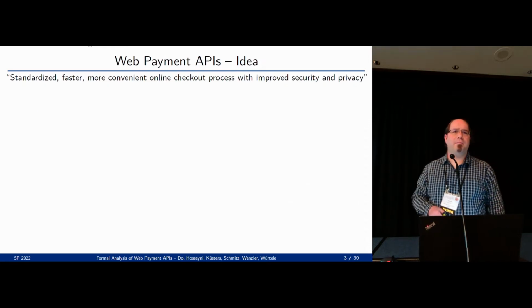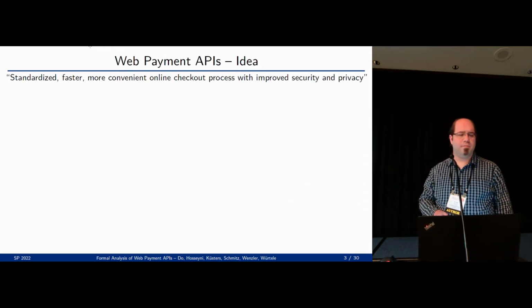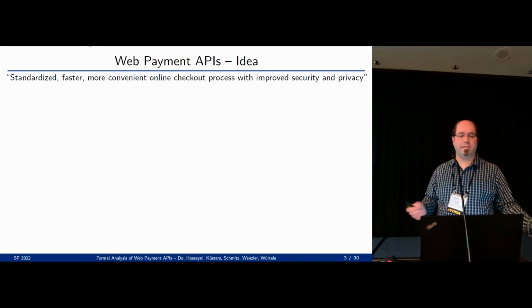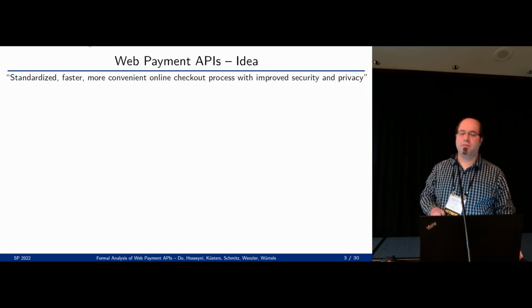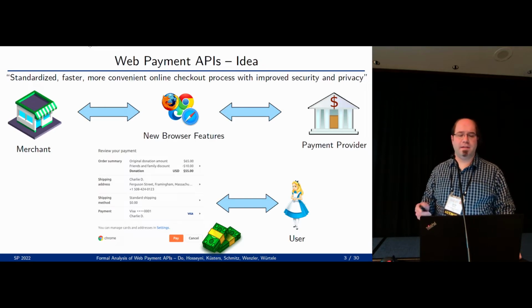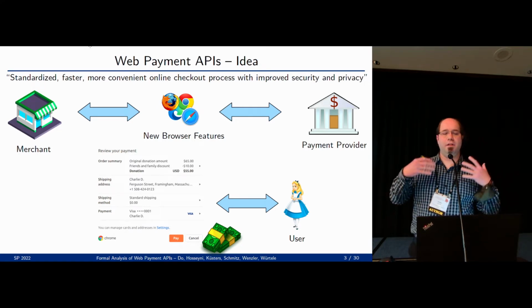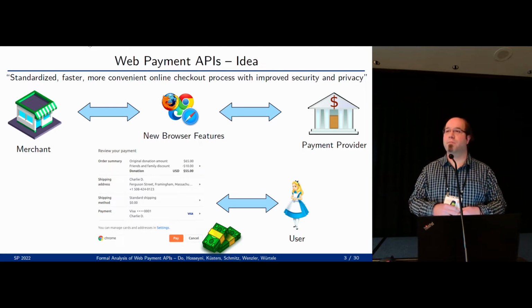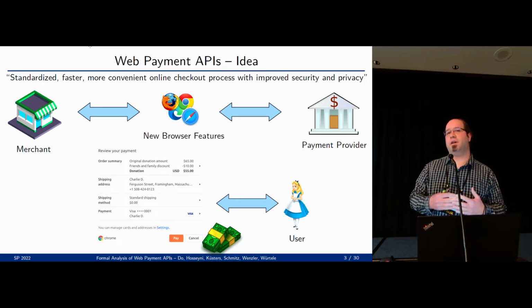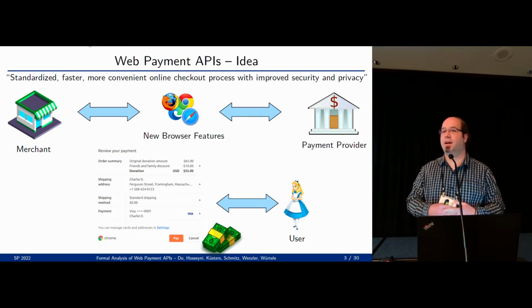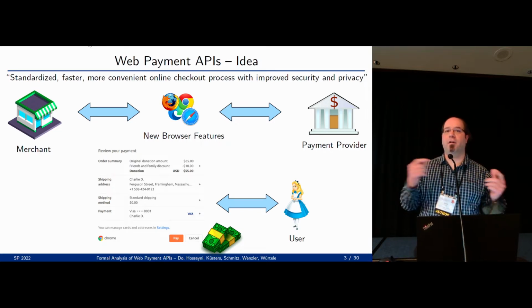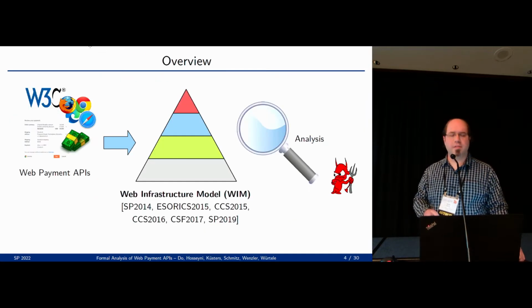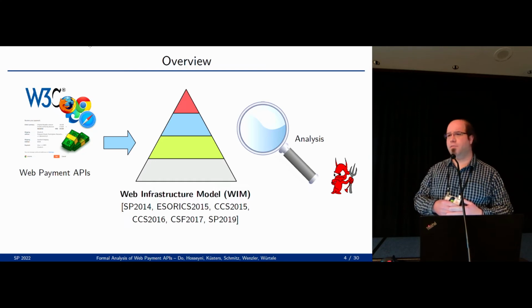This is where web payment or the web payment APIs come into play. So this is a new effort with the goal to provide a standardized, faster, more convenient online checkout process with improved security and privacy. And the general idea is that the browser gets a new core native feature that acts as a broker between merchants, payment providers, and users. And users perform the checkout process in a standardized, trusted user interface that is rendered outside of the context of the merchant's website.